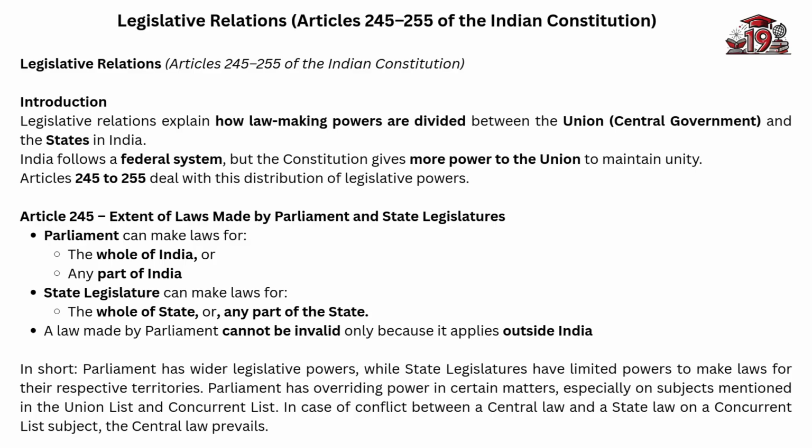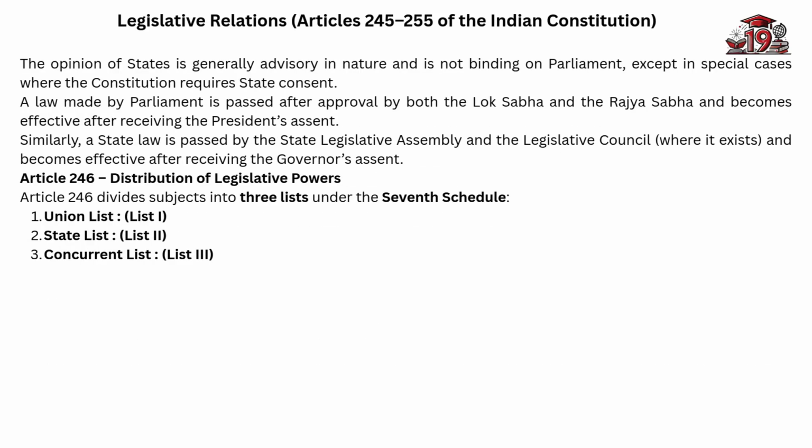Parliament has overriding power in certain matters, especially on subjects mentioned in the Union List and Concurrent List. In case of conflict between a central law and a state law on a Concurrent List subject, the central law prevails. The opinion of states is generally advisory in nature and is not binding on Parliament, except in special cases where the Constitution requires state consent.